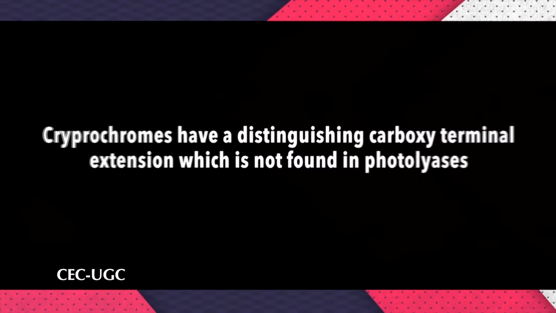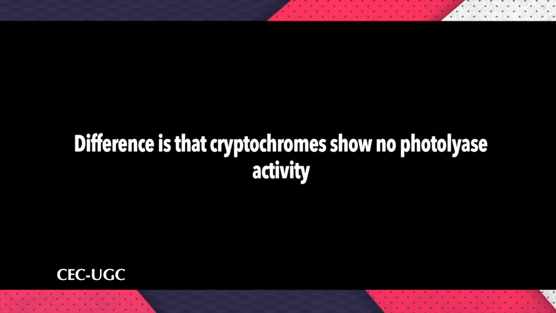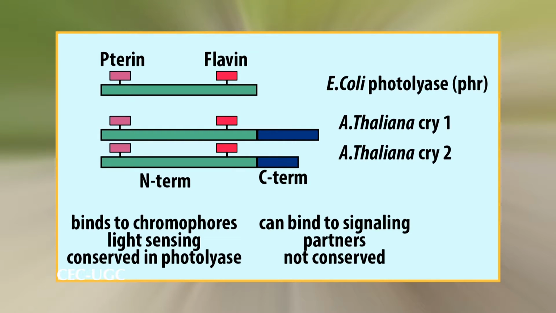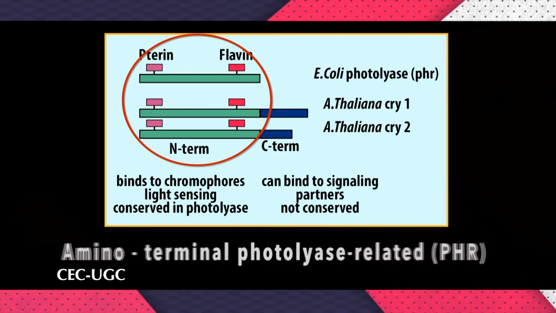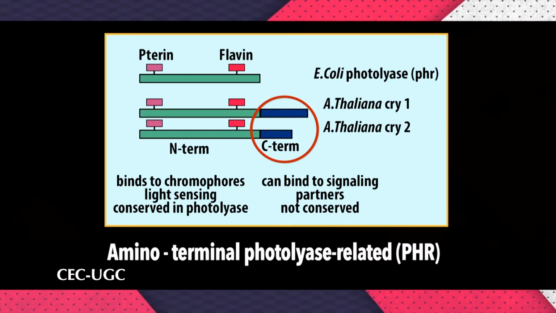Firstly, cryptochromes have a distinguishing carboxy terminal extension, which is not found in photolyases. The second difference is that cryptochromes show no photolyase activity. Cryptochromes are composed of two domains, an amino-terminal photolyase-related region that shares sequence homology with photolyases and a carboxy-terminal domain that has no strong sequence similarity to known protein domains.